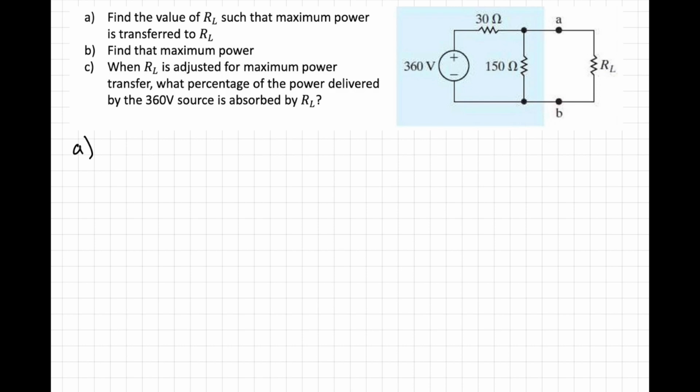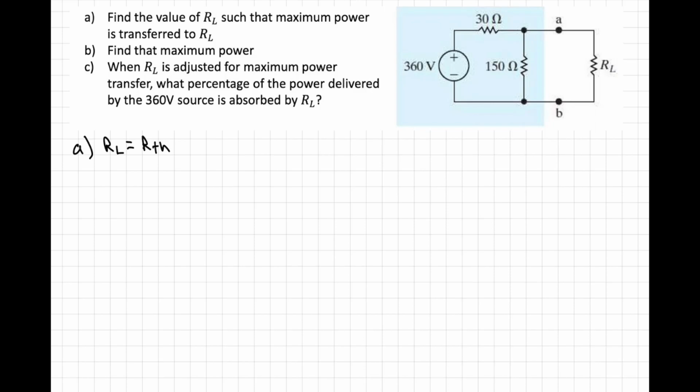In this video, let's solve a couple problems relating to maximum power and Thevenin equivalent circuits. So part A of this question says, find the value of RL such that you get maximum power transfer into RL. The condition that makes that happen is when RL is equal to R Thevenin. So let's go ahead and find what R Thevenin is. And while we're at it, let's calculate the Thevenin equivalent circuit.